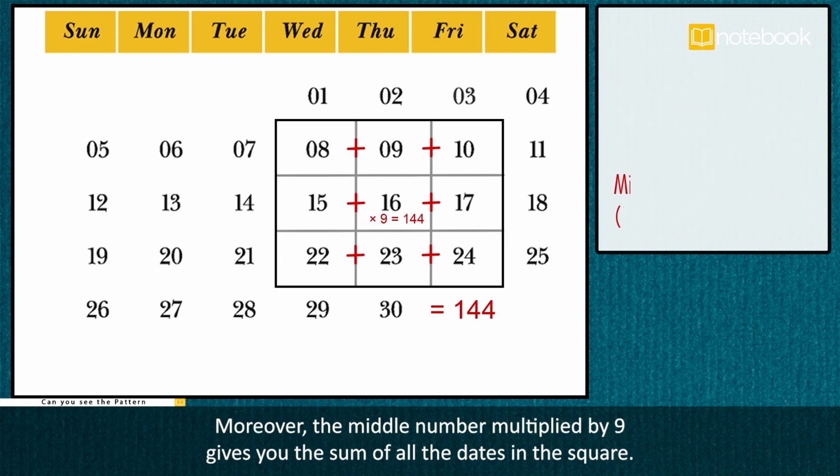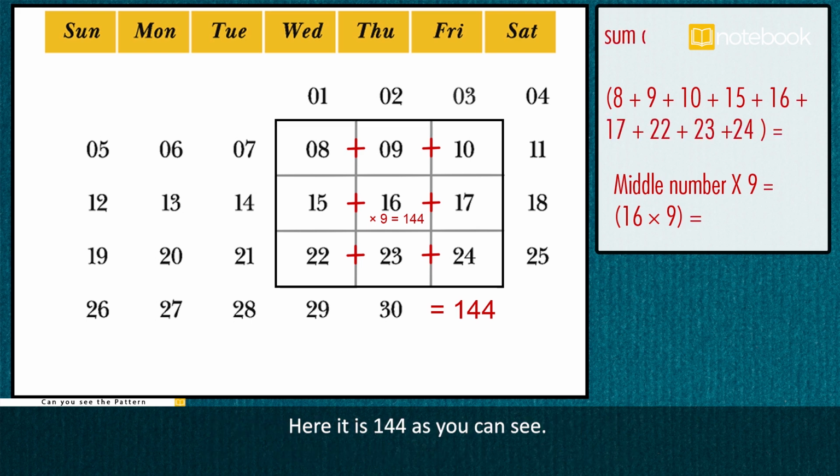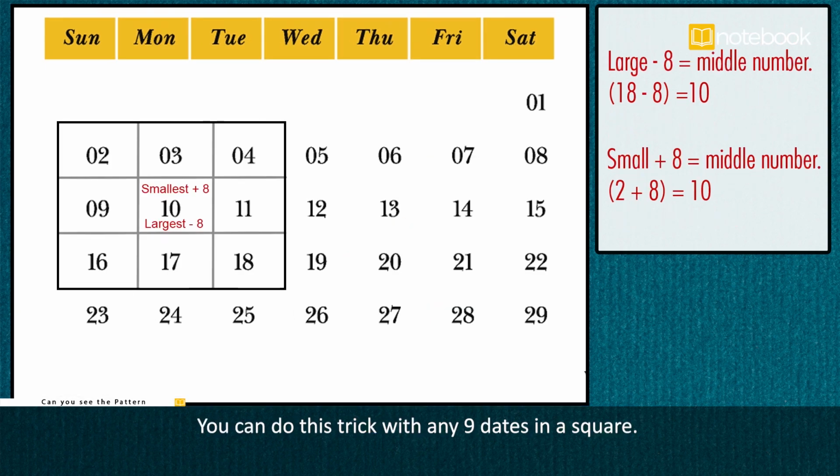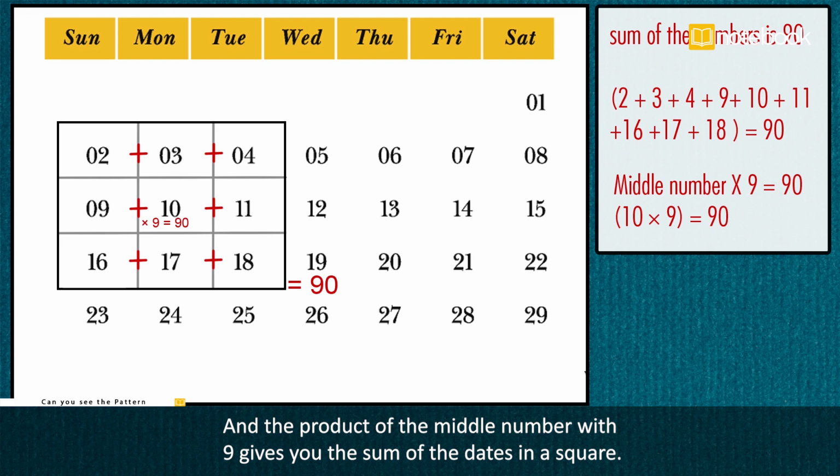Moreover, the middle number multiplied by 9 gives you the sum of all the dates in the square. Here it is 144 as you can see. You can do this trick with any 9 dates in a square. The smallest number plus 8 and the largest number minus 8 gives you the middle number. And the product of the middle number and 9 gives you the sum of the dates in the square.